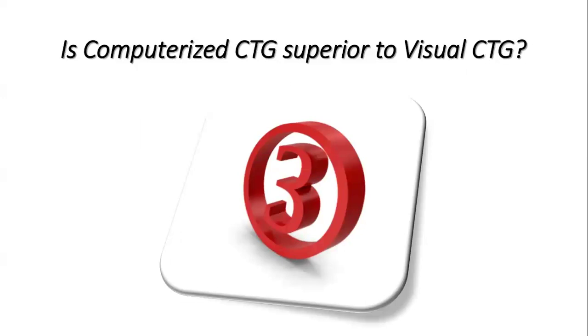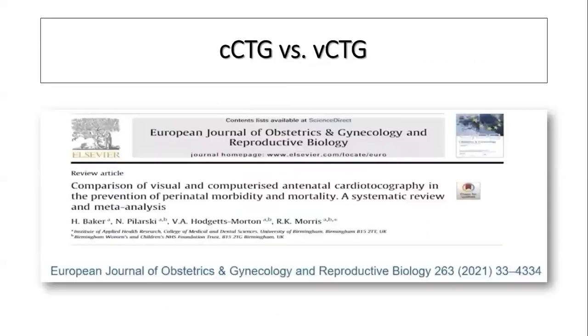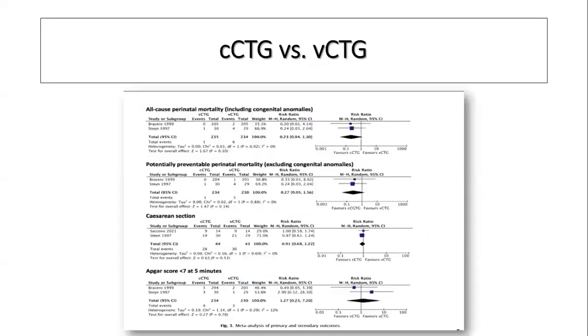So that is how the analysis is done. Once you understand the analysis, you can use it and interpret it. Now, is computerized CTG better than visual CTG? The answer is no. When you look at this forest plot, you have to look at the heterogeneity and also look at the diamond, whether it's crossing one, because for any odds ratio that involves one, there's really no difference between the two interventions.